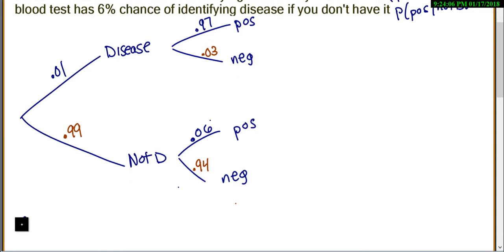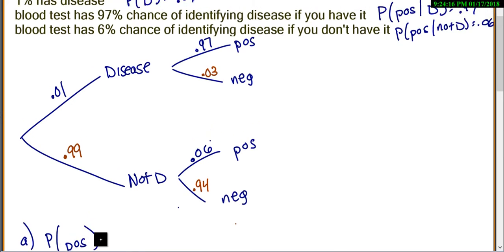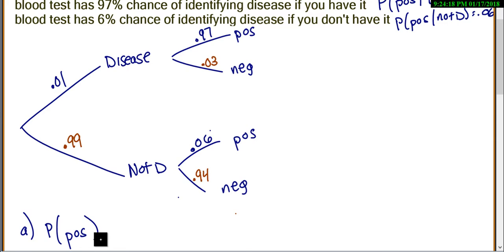Now, let's look at part A. Part A says, what is the probability that a person will have a positive test result? So we're looking for the overall probability for positive. So what you're going to want to do for this is we're going to want to find the probability of all of the intersections. So let's find the probability of disease and positive. And the way you find the probability of the intersections is you multiply along the branches.